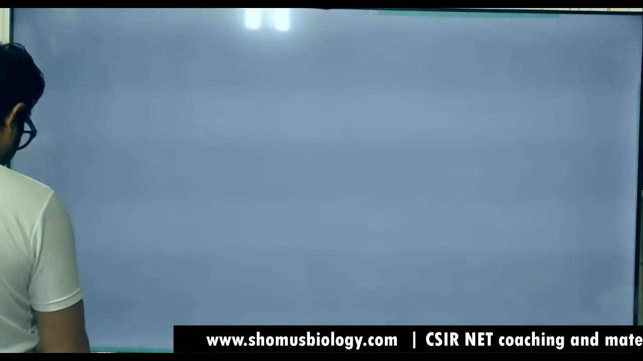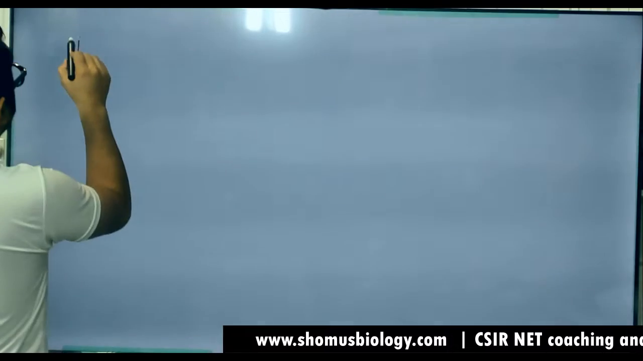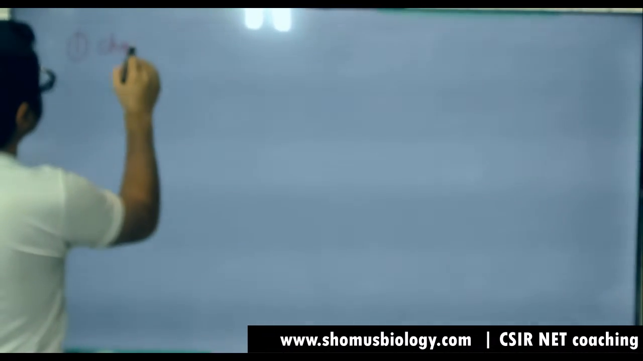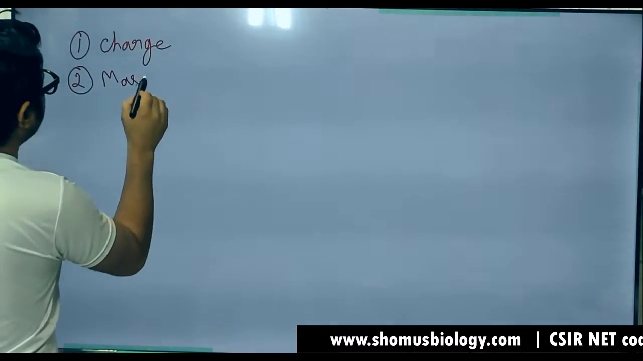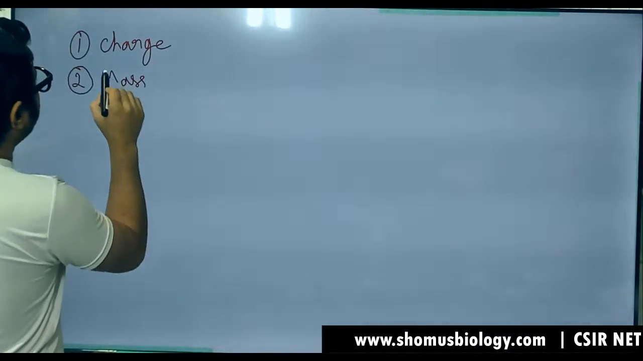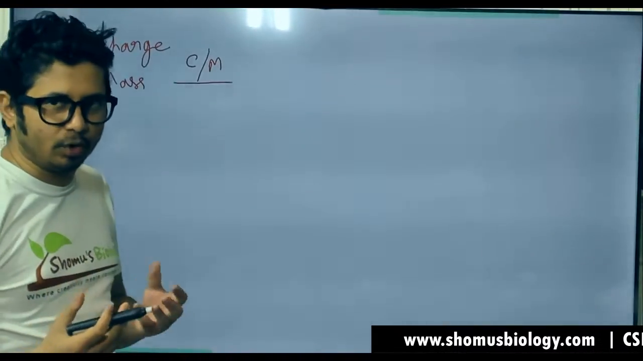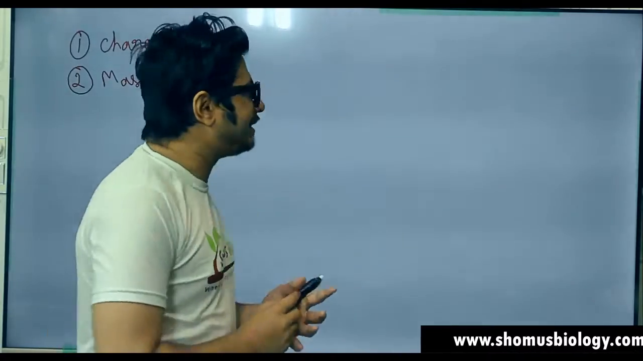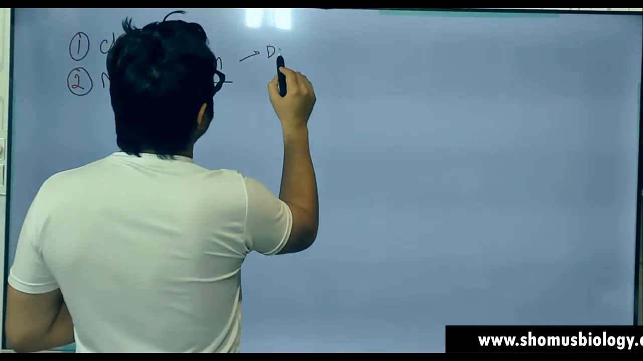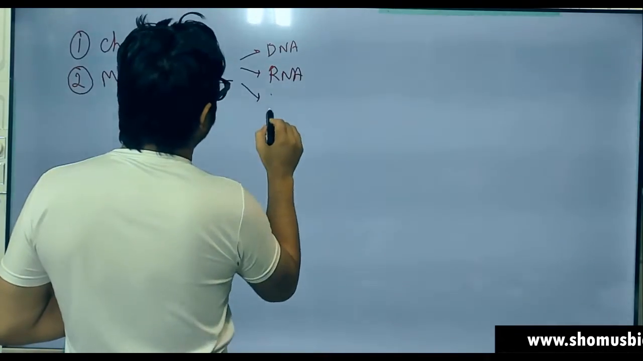I'll take a color here first and then I'll explain. Two things play a very important role here. One is the net charge, and the second thing is the mass of that molecule, and we simply call it the charge to mass ratio. This ratio plays a vital role in separating a mixture of molecules from each other, and that molecule can be DNA, RNA, or proteins.